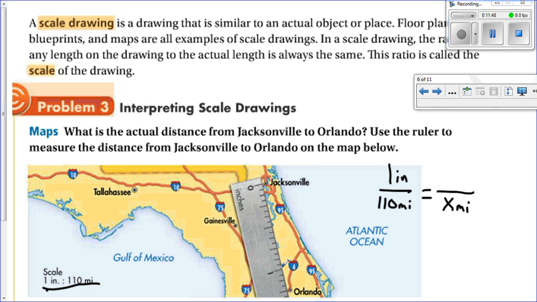That's 1 full inch and another 1/4 of an inch we're looking at. See, there's 1/4, that's a half, that's 3/4, that's a full inch, there's another 1/4, so that's 1.25 inches. And now if we multiply across, 1 times x is x, and 110 times 1.25 is going to give us 137.5 miles.